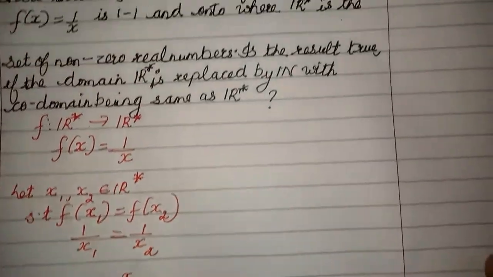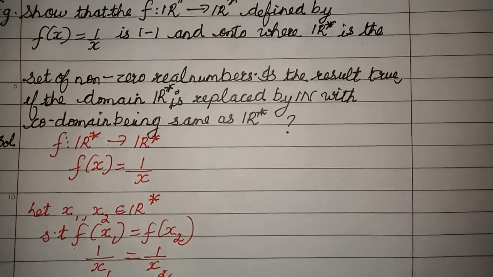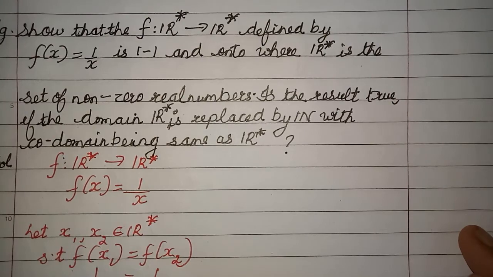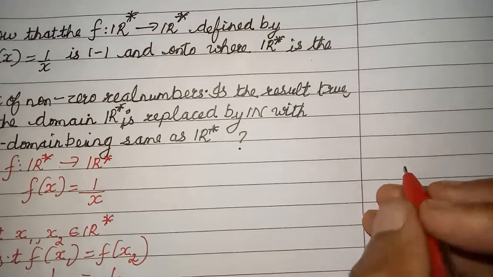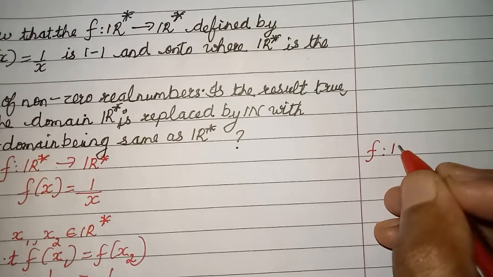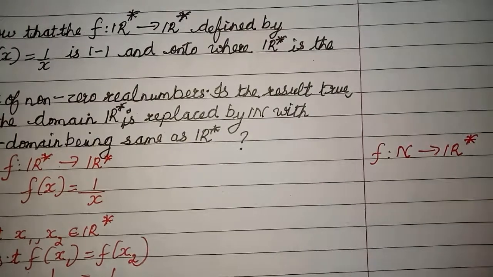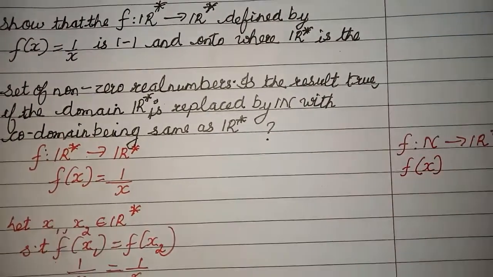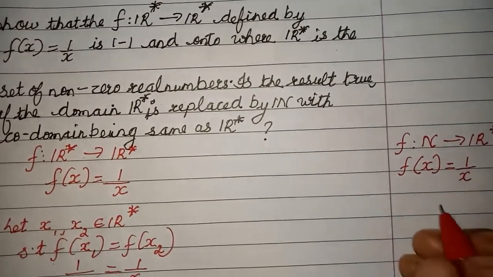Okay, now coming back to the second part of the question. The second part of the question says, is the result true if the domain R star is replaced by N and the codomain is the same as R star? So this time they are saying that you just change the domain of your function to natural numbers and keep the codomain as R star, and check what is the type of the function. So if I start with f of x equal to 1 by x, again let me start.